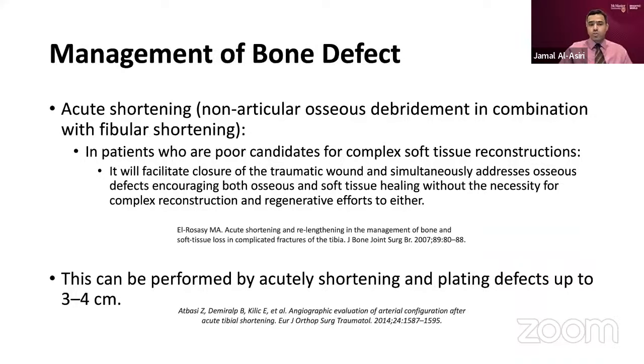Small notes about the acute shortening, non-articular osseous debridement in combination with the fibular shortening. So there is no plan for lengthening, it's just an acute shortening for both tibia and fibula. In patients who are poor candidates for complex soft tissue reconstruction, it will facilitate the closure of the traumatic wound and at the same time address the osseous defect, encouraging both osseous and soft tissue healing without complex reconstruction procedures. This can be performed by acute shortening and plating for defects up to 3 to 4 centimeters.